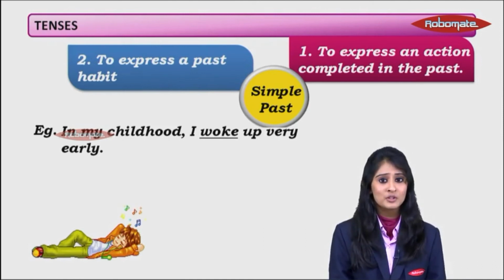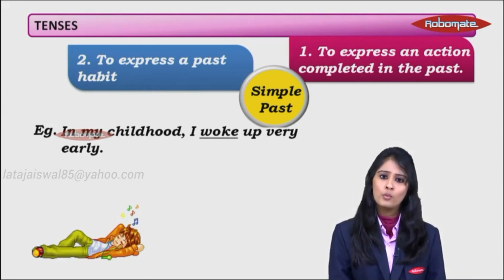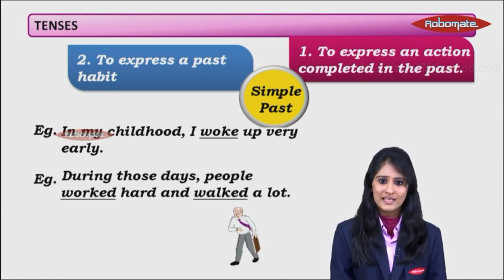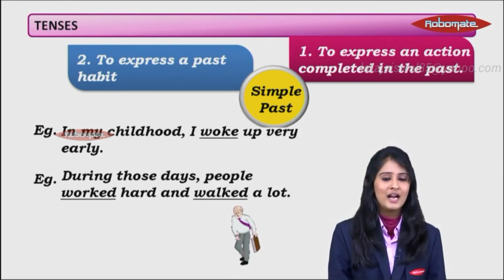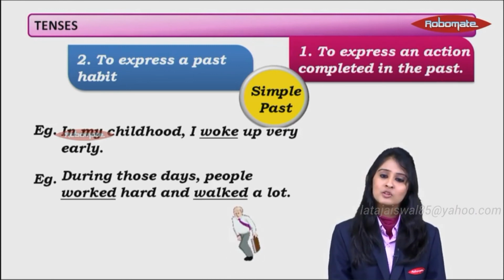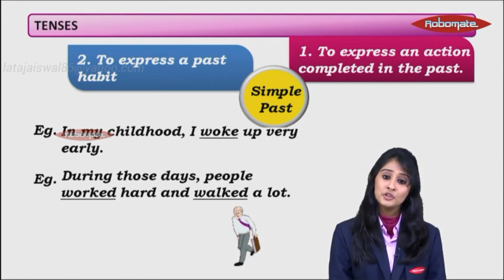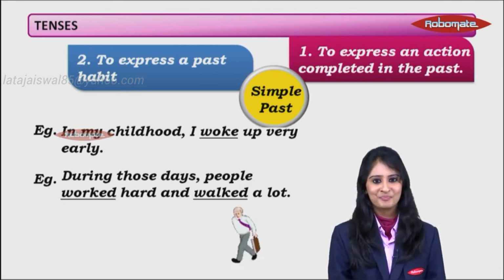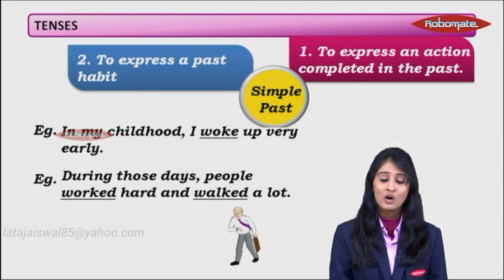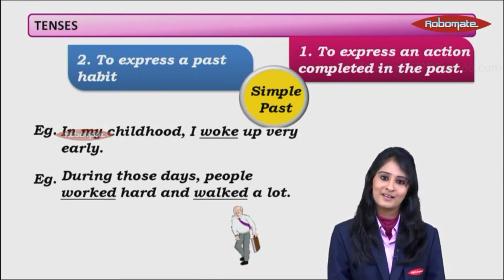So now, can you see the word childhood? Which indicates a past habit. And the past habit is to wake up very, very early. The next one, during those days, people worked hard and walked a lot. So, here the words "those days" indicate that this action used to happen in the past. Thus, the words like woke, worked and walked, all these are in simple past.